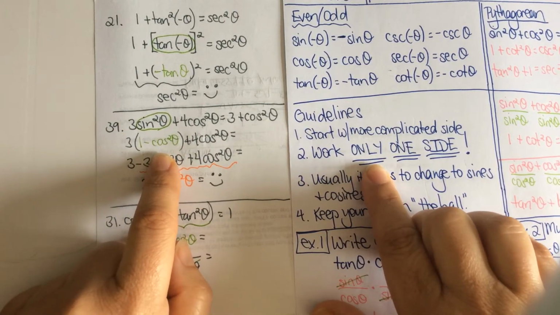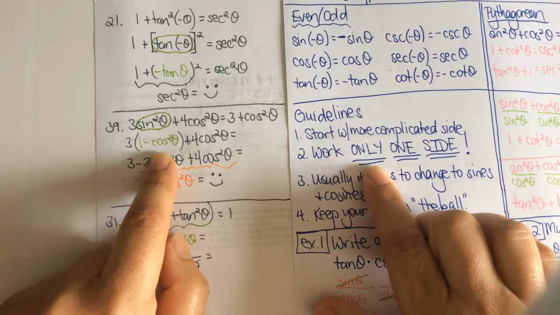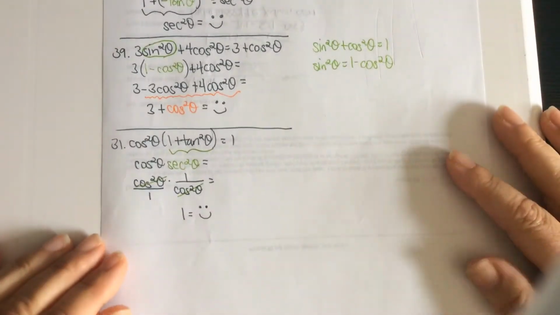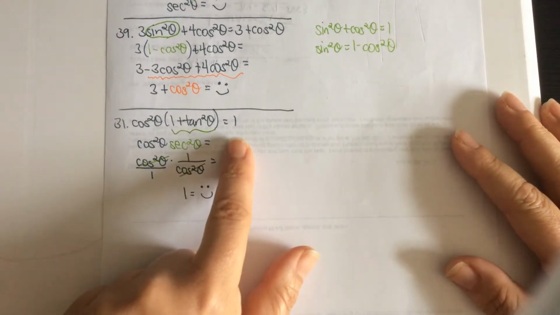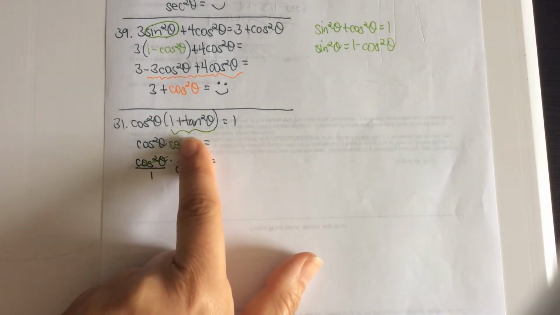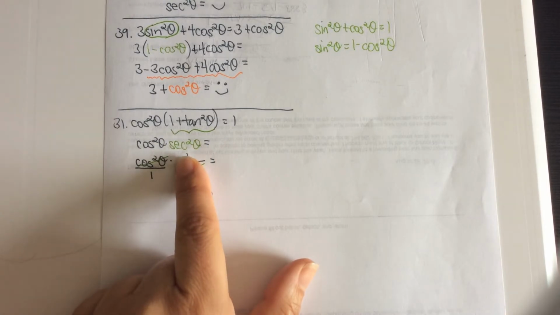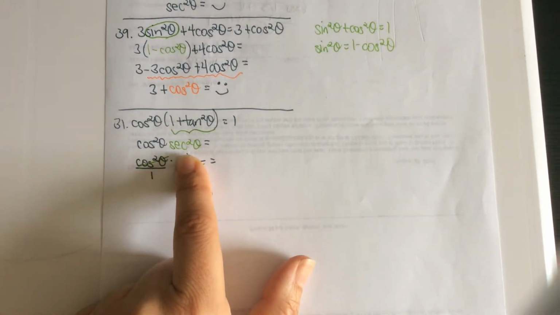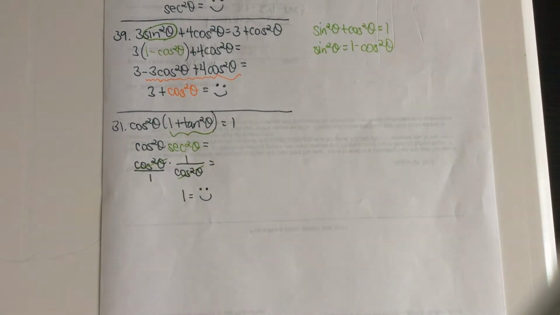And if you don't know the identities, this is going to feel like a foreign language. Over here, we want to get it to equal 1. Again, if you know this identity, this becomes a really easy problem. If you don't know this identity, this is straight up 1 plus tangent squared equals secant squared. It's in your notes. Then it becomes a little bit more difficult.